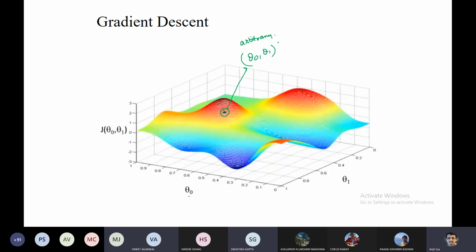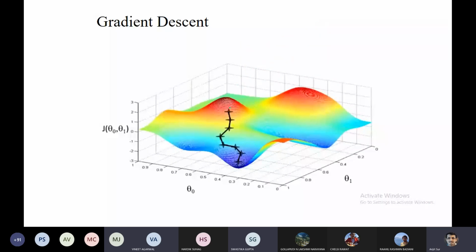And then we keep changing theta 0, theta 1. So that what we can get? We start here, with theta 0, theta 1. Now we change, let's say, theta 0 plus alpha, theta 1 plus beta, and we get back here. And then again, theta 0 plus 2 alpha, theta 1 plus 2 beta, something like that. Arbitrarily we are changing, coming here and so on.